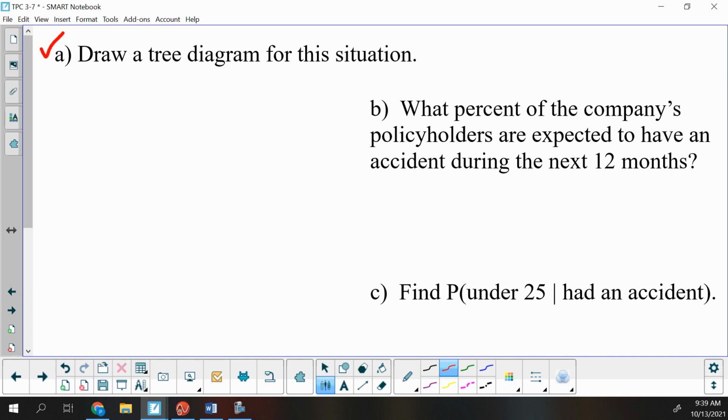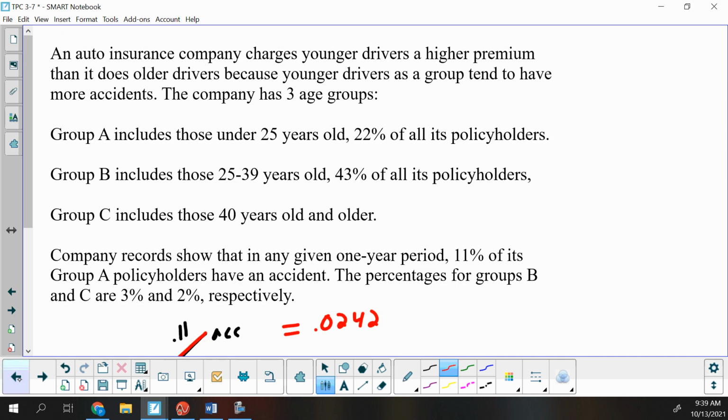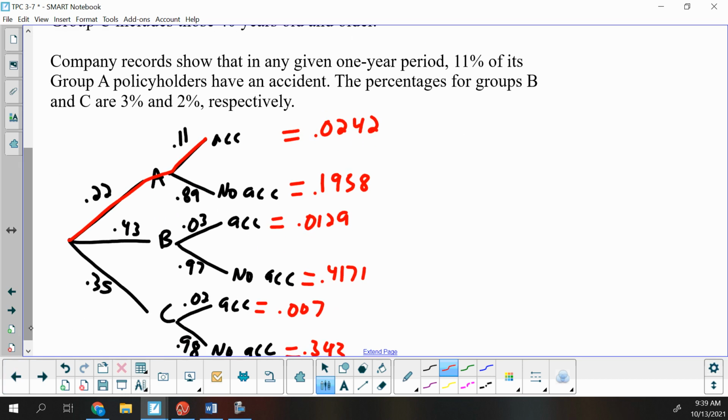So we already drew the tree diagram. Part B, what percent of the company's policyholders are expected to have an accident during the next 12 months? Well, we've got to see which branches are the accident ones. Well, we had accident ones here, here, and here. And I'm just going to put our work for this right on this slide so I don't have to flip back and forth. You guys have it all on the same page, so you can put it right under where it says B. So all we've got to do is add those up, because these are all the different ones that had an accident.